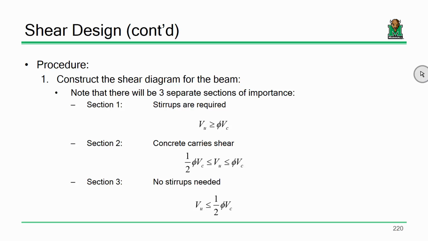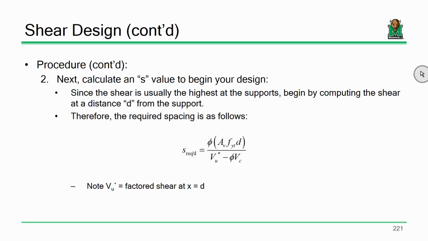So we have to construct our shear diagram, which we're going to do today for the next example, but I'm probably not going to do it as neatly as when I was using the straight line features in Smartboard. I'm just going to sketch it out. But we have to identify our three regions: where stirrups are required, where the concrete carries the shear, and where we don't need stirrups at all.